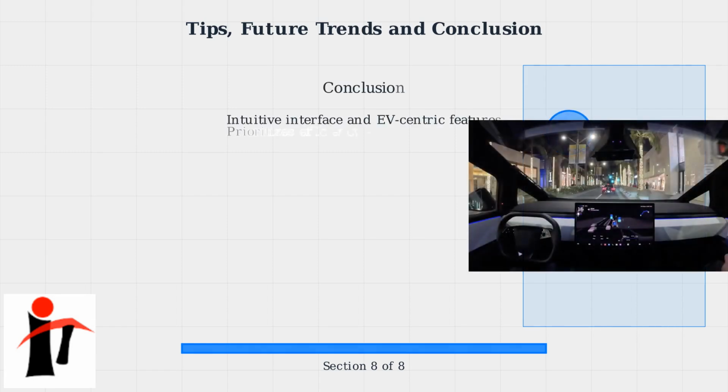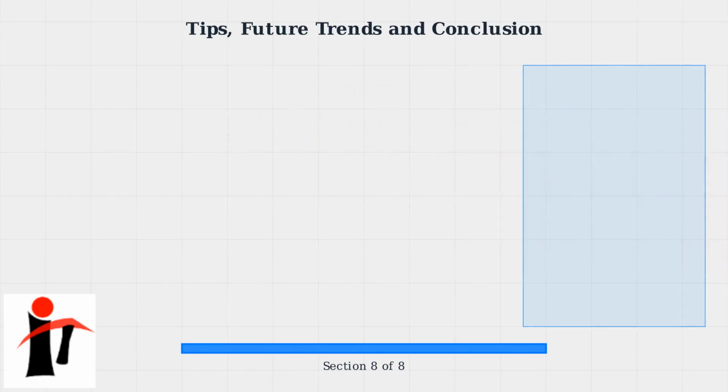In conclusion, Tesla Navigation enhances the driving experience with its intuitive interface and EV-centric features that prioritize efficiency and safety. Whether you're planning a short trip or a cross-country journey, these tools make navigation smarter and more enjoyable. Enjoy your journey.